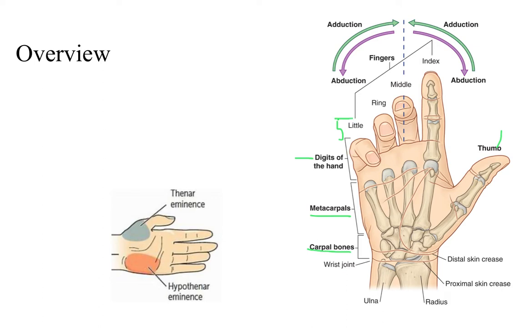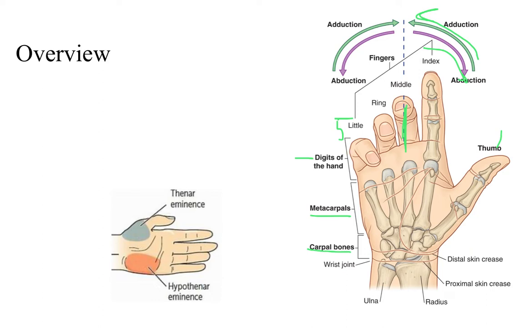All right, and then there is a midline point, which is the middle finger for the hand. Unlike for the foot, remember, it was the second digit. So anything taken away from the midline of that middle finger would be abduction, and anything added back toward the middle finger would be adduction from either side.